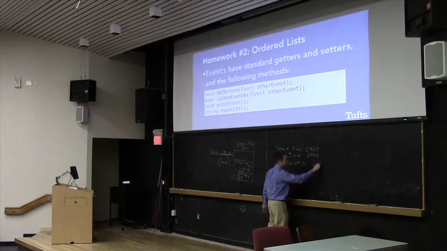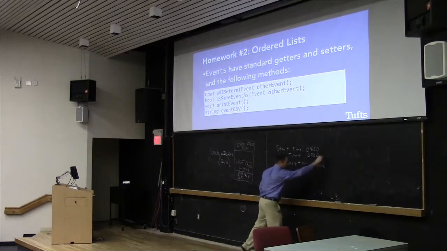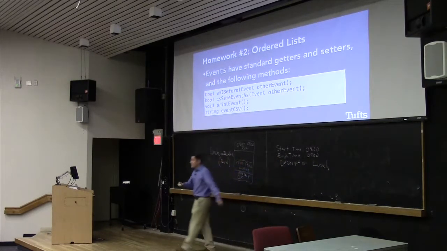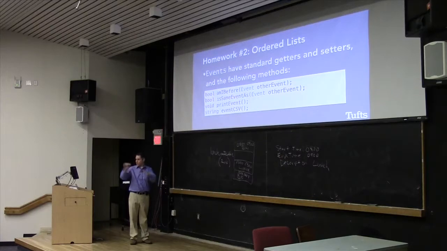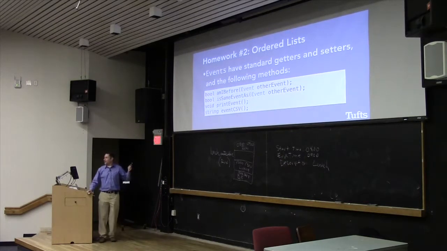It's going to say lunch with an H on it. There we go. So that's what it's going to say when you print out an event. You say lunch.print event, and it's going to say start time, end time, description. That's it. Okay? And then finally, events also have this odd one called event CSV.